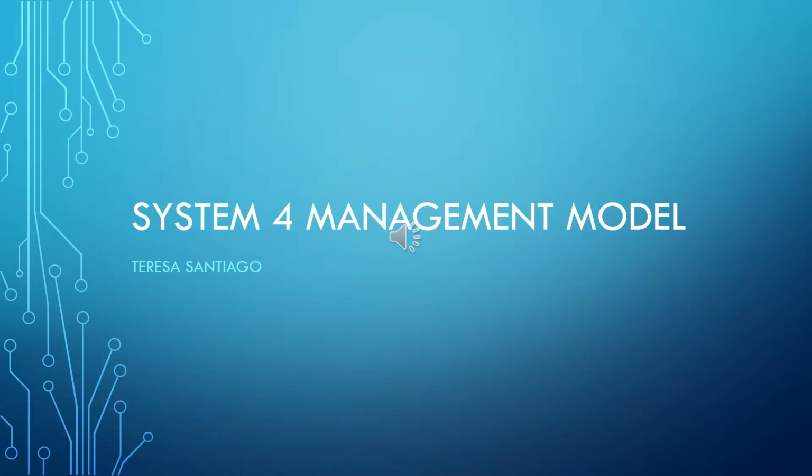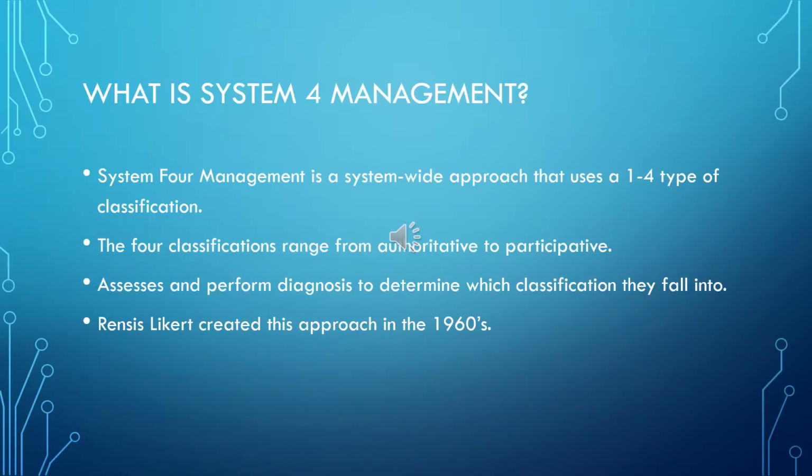Today we will discuss a System 4 management model designed for our newly merged companies. So what is a System 4 management? System 4 management is a system-wide approach that uses a 1 through 4 type of classification. The 4 classifications range from authoritative to participative. With the System 4 management, leaders must assess and perform their diagnostics to determine which classification their particular organization falls under.